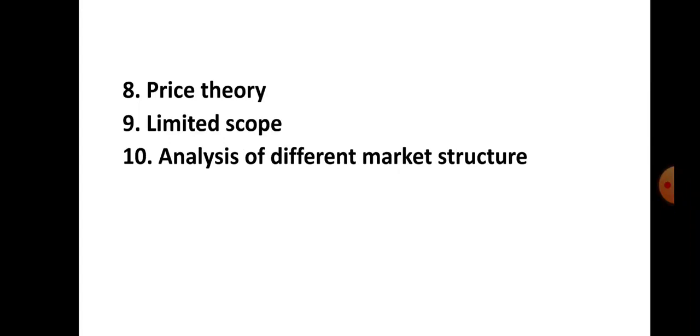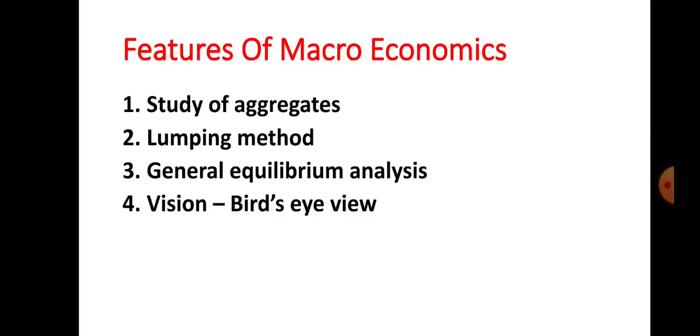Number 10, analysis of different market structures. Microeconomics analyzes different market structures. For example, what is monopoly market, what is monopolistic competition, what is pure competition, what is perfect competition, and so on. So these are the 10 important features of microeconomics. Now let us see the next topic in this chapter, and that is features of macroeconomics.